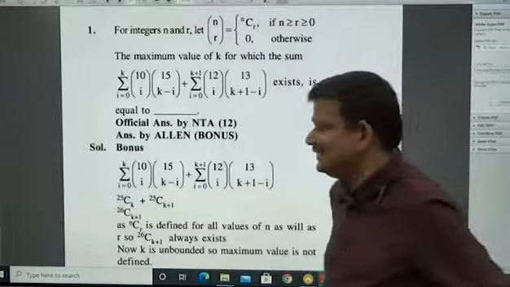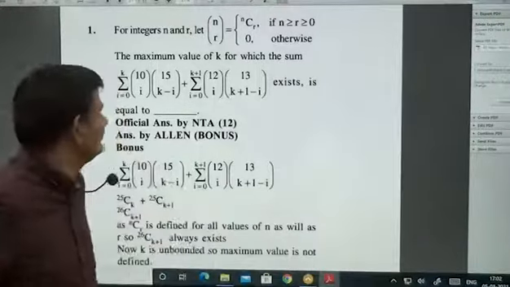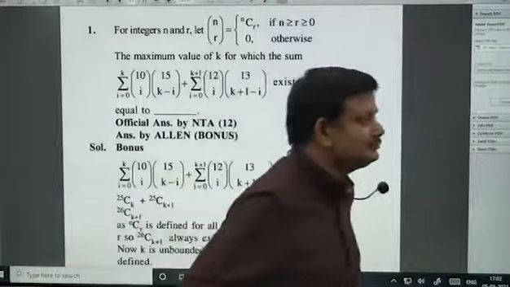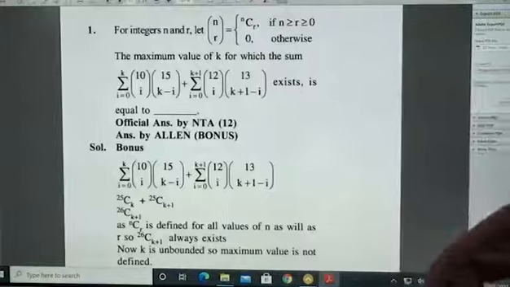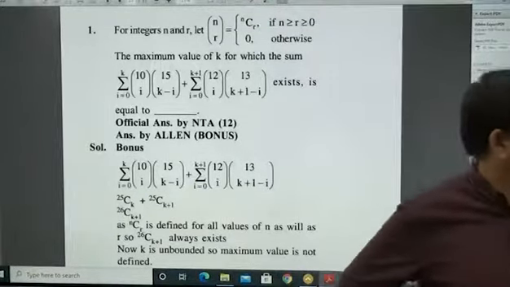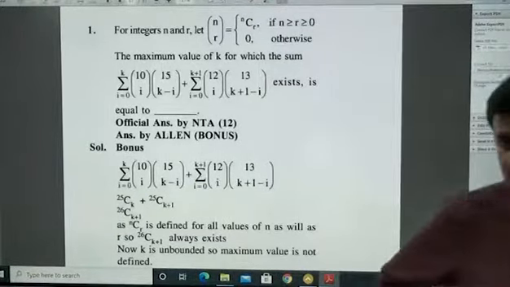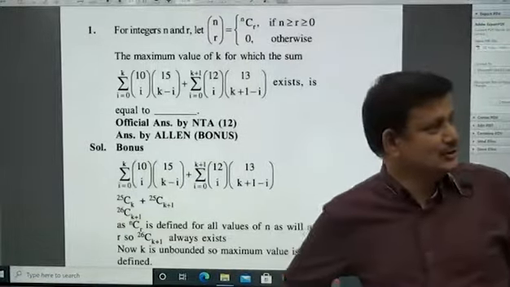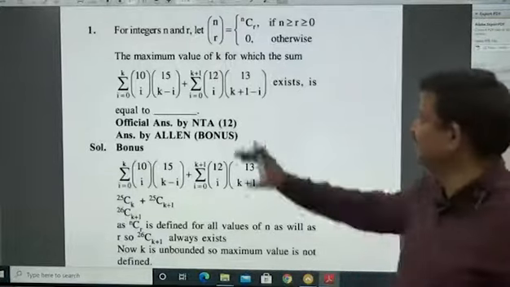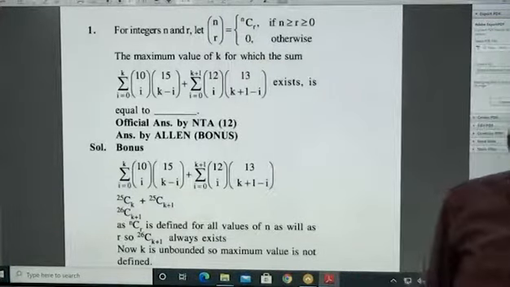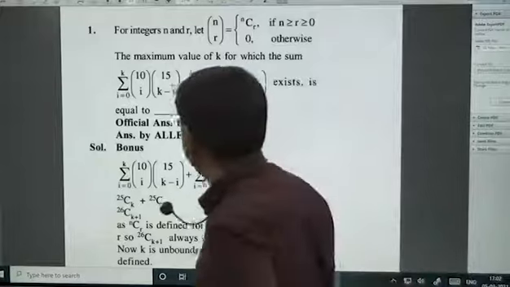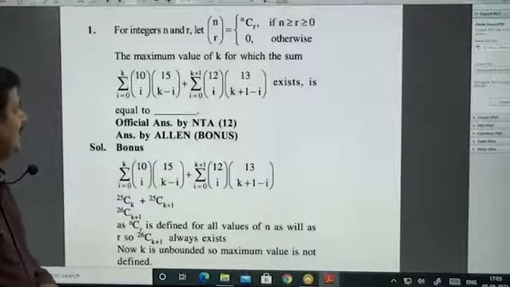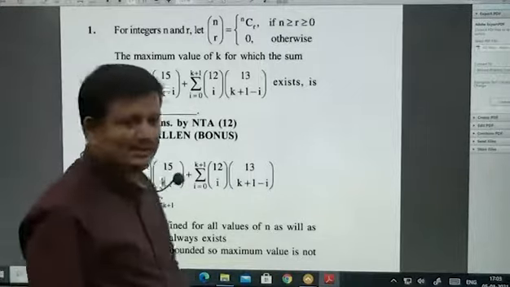For integers n and r, the bracket of (n, r) means nCr if n is greater than or equal to r, greater than or equal to 0; otherwise it is 0. So it is not directly nCr, here it is some other definition, the bracket of n, r. The sum, i equal to 0 to k, of [10, i] times [15, k minus i].